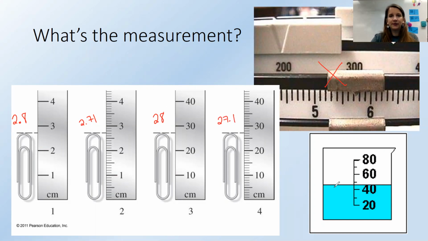The beaker down here, each line represents an increase of 10. So when we estimate an extra digit, it's to the ones position. So we could say this is 48. We could say it's 47, as long as we estimate that extra digit. And we don't give a decimal point on that one.